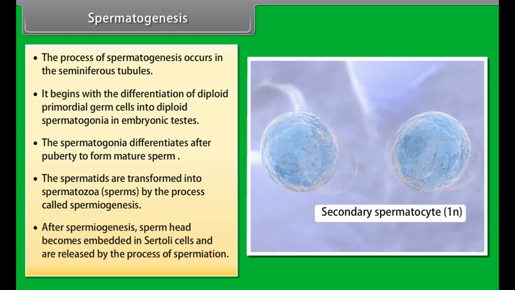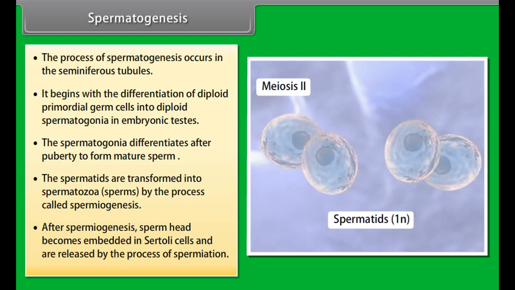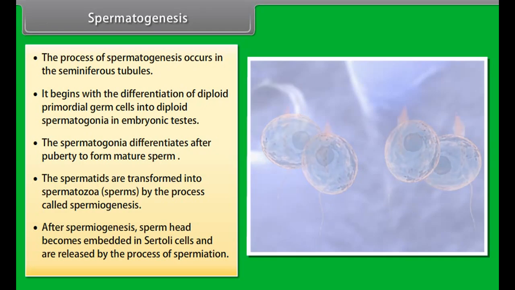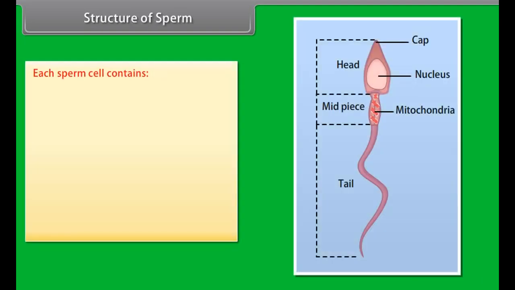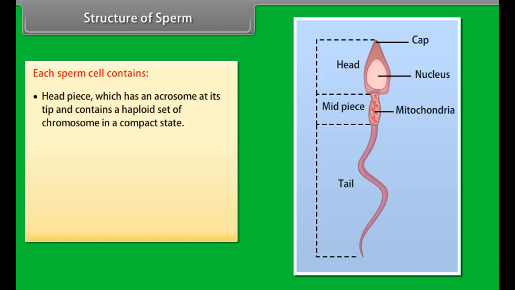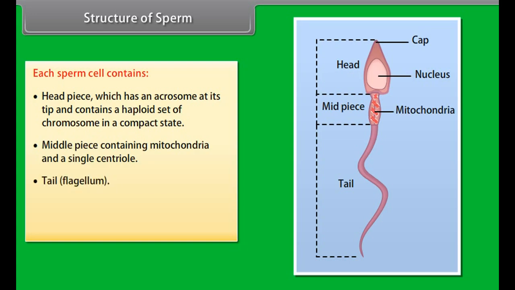After spermiogenesis, sperm heads become embedded in Sertoli cells and are released by the process of spermiation. Structure of sperm. Each sperm cell contains a head piece, which has an acrosome at its tip and contains a haploid set of chromosomes in a compact state. Middle piece containing mitochondria and a single centriole. Tail or flagellum. An adult male produces about 100 million sperms each day.